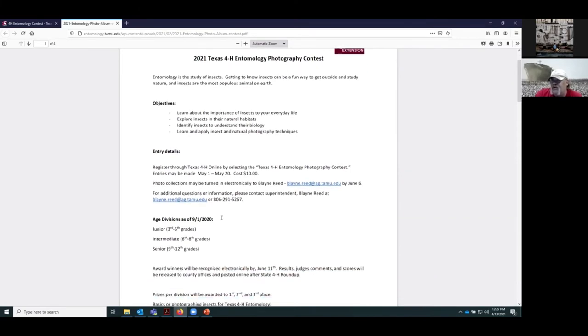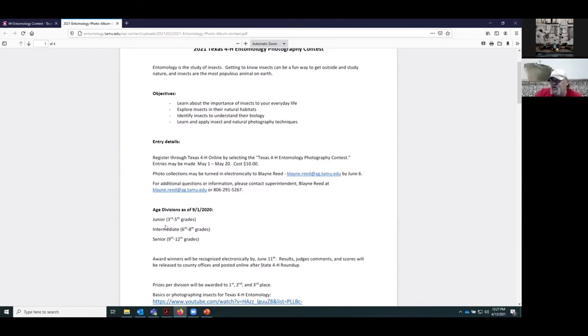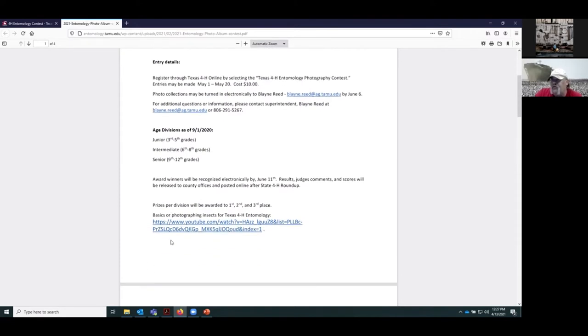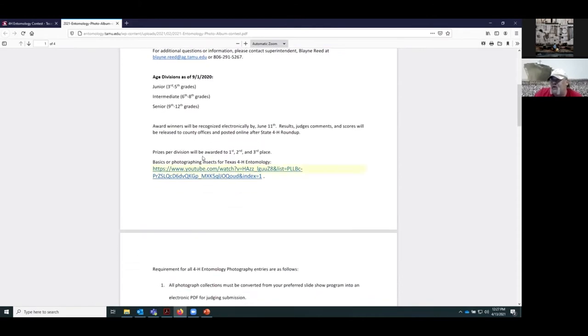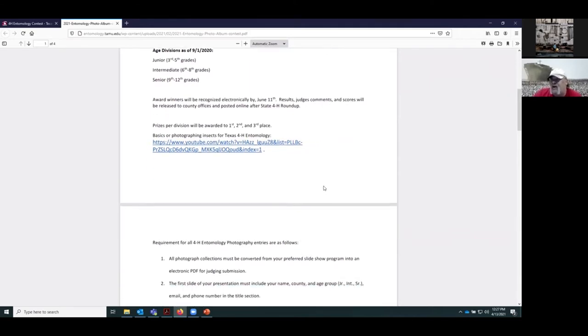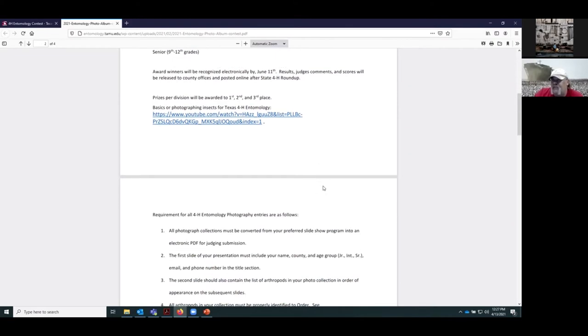As we run through those age brackets real quick, if you're a junior, that's third to fifth grade this year as of September 1st, 2020. Intermediate will be sixth to eighth grade, and senior will be if you're in high school. And during our state roundup, we should have results for everyone by June 11th. Now, prize winners will go first, second, and third. And here's a link again to those videos to watch how to make good insect photography.